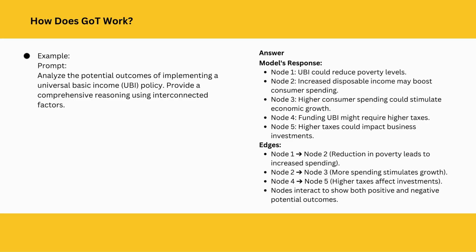Edges. Node 1 to Node 2: reduction in poverty leads to increased spending. Node 2 to Node 3: more spending stimulates growth. Node 4 to Node 5: higher taxes affect investments. Nodes interact to show both positive and negative potential outcomes. Final analysis. Implementing UBI has the potential to reduce poverty and stimulate economic growth through increased consumer spending, but it may also require higher taxes that could impact business investments.